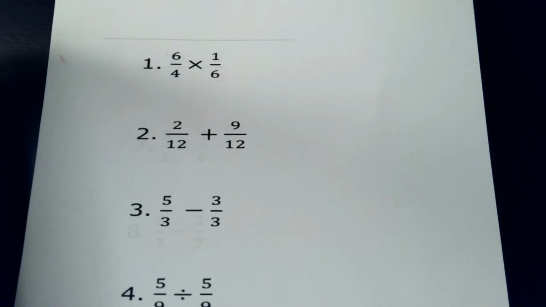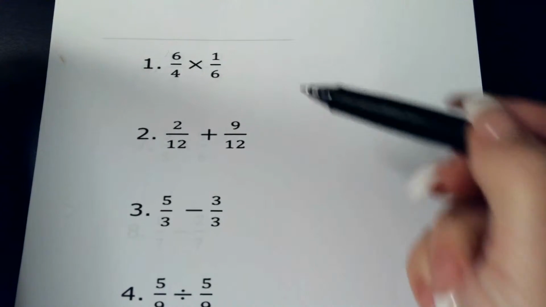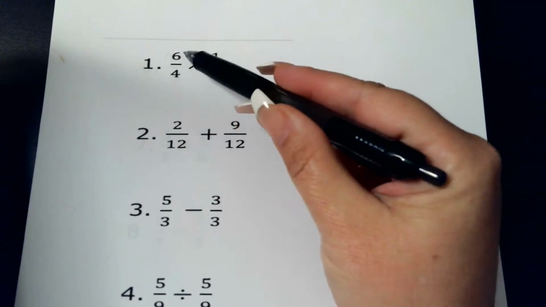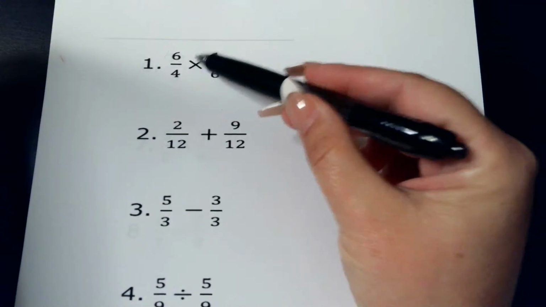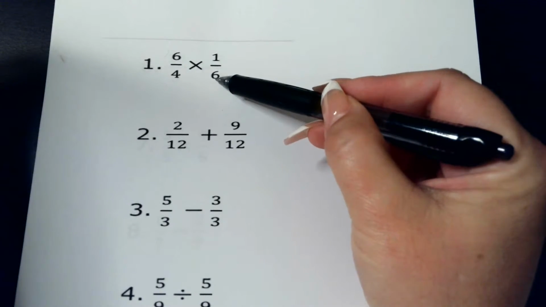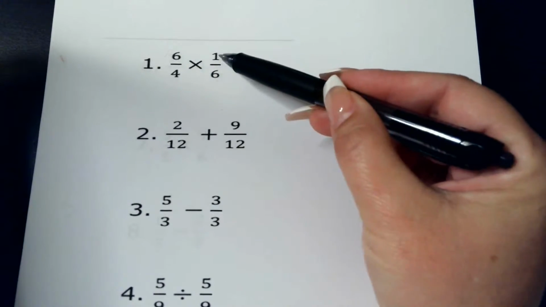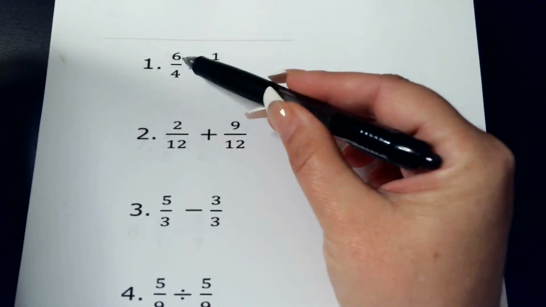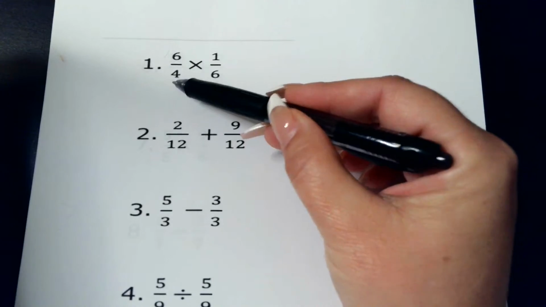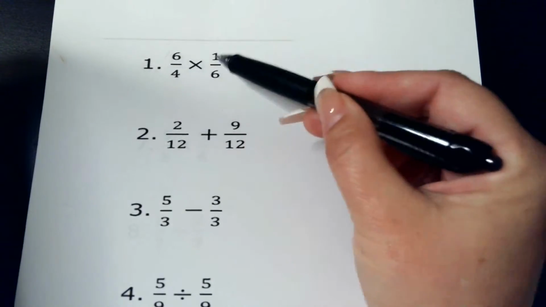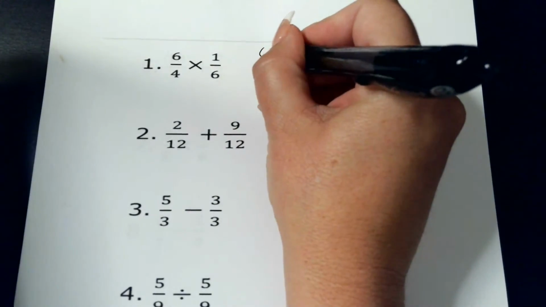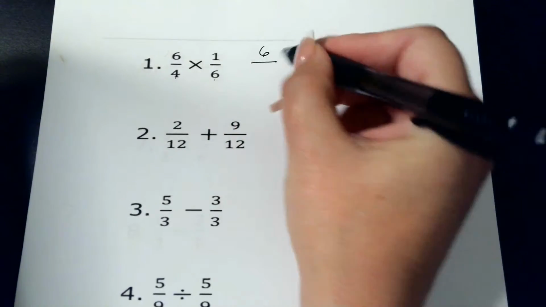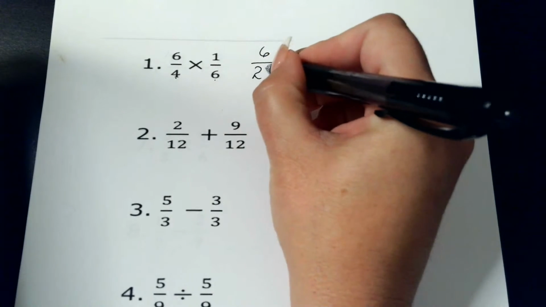Okay, let's do mixed function fractions. Let's start with 6 over 4, which is an improper fraction, multiplied by 1 over 6. With multiplication, it's super easy. It goes left to right, numerator to numerator, denominator to denominator. 6 times 1 is 6, over 4 times 6 is 24.